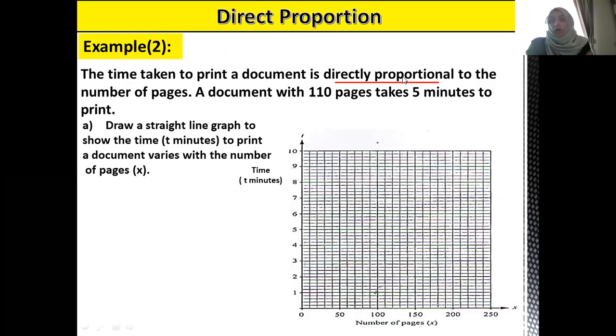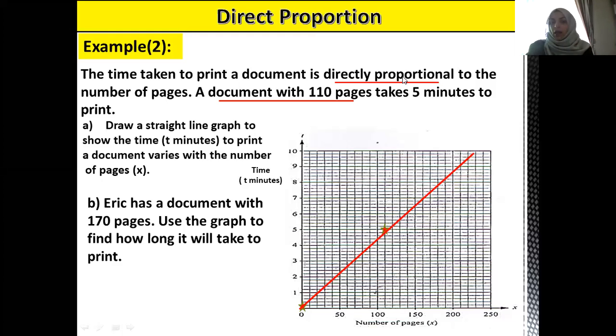اللي قالوا لي إنه it's directly proportional. So that means إنه it passes through the 0 point. The second point we got لما قال لي document of 110 takes 5 minutes. فرحت ل 110 pages, 5 minutes, and I drew the line. And then after that, they will ask me questions about the graph. For example, ممكن يسألوا على gradient, ممكن يسألوا على الفورمولا, ممكن يسألوا على أي شيء بدهم إياه. مثلا in 170 pages, how many minutes to print them, and so on.